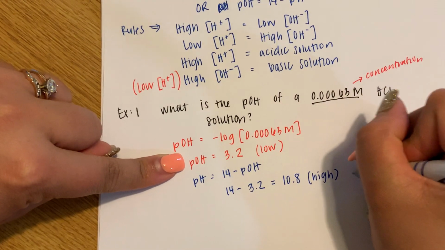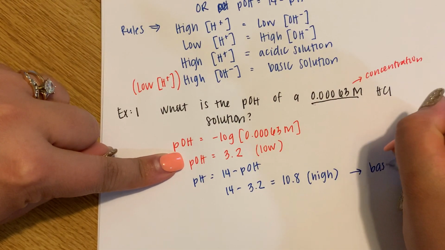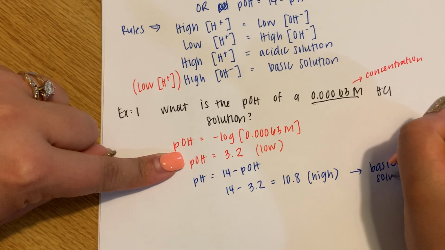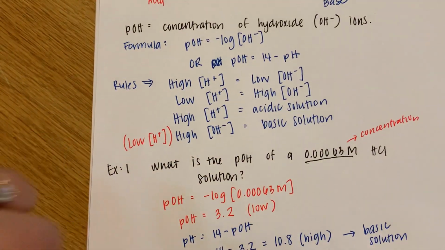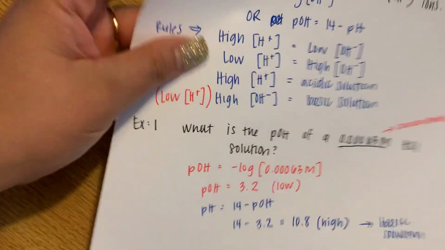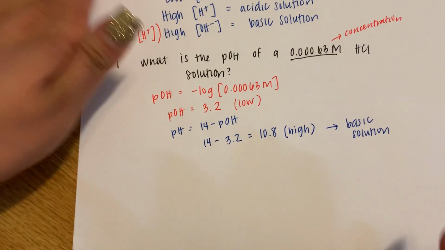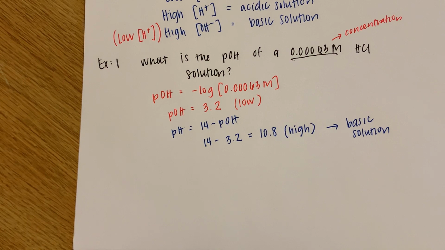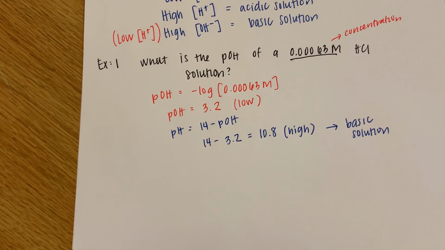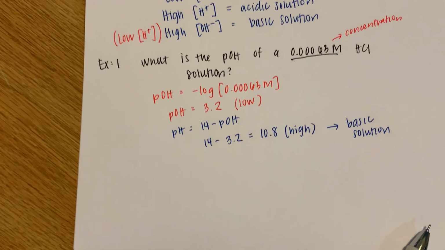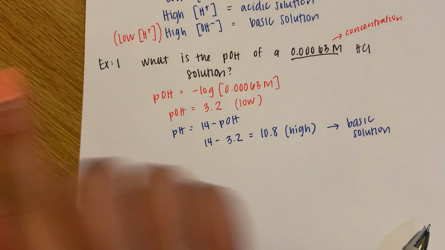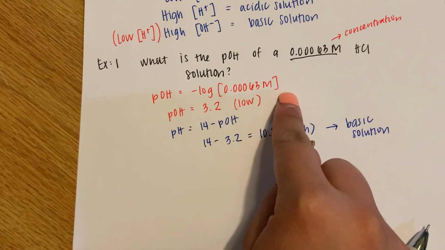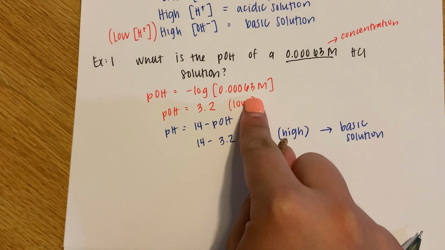So notice the difference. Okay, notice the relationship of pH and pOH. When one is low, the other is high, and vice versa. Okay, so as for your practice for today, you are still using mainly this formula to calculate pOH if I give you a concentration.